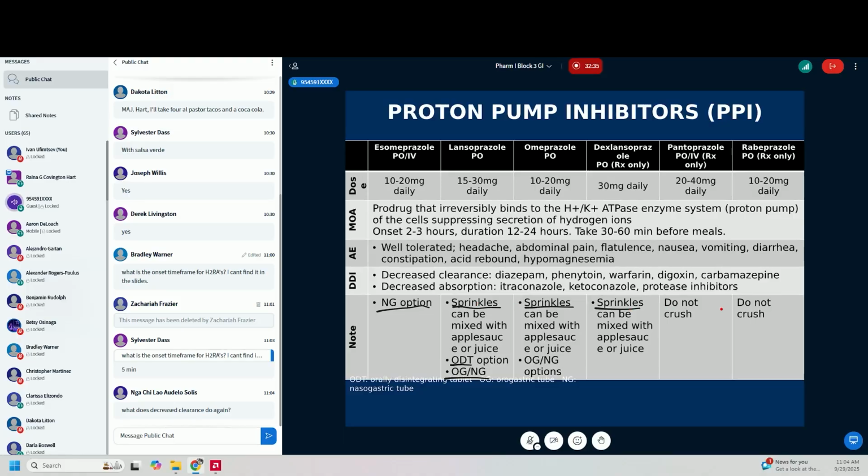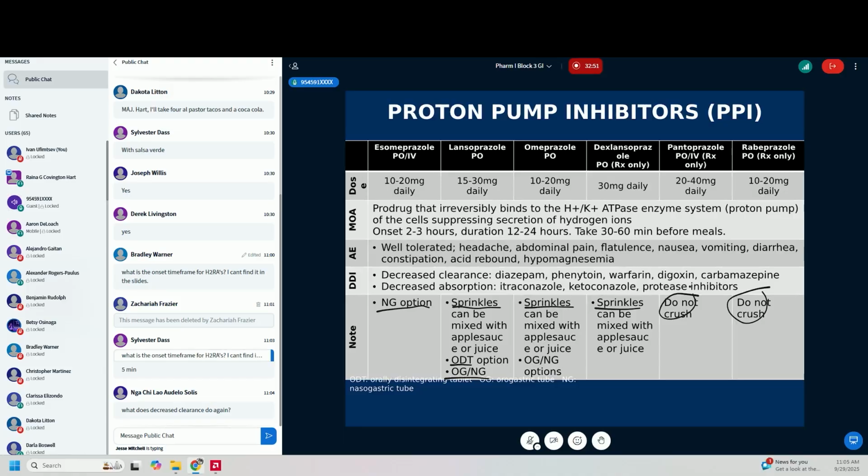Looking at your do not crush. This is important because this is going to come up when you're in the hospital setting. And if you get confused, not on the test, but in the hospital, you can go look it up, or you can ask the pharmacist, all right?